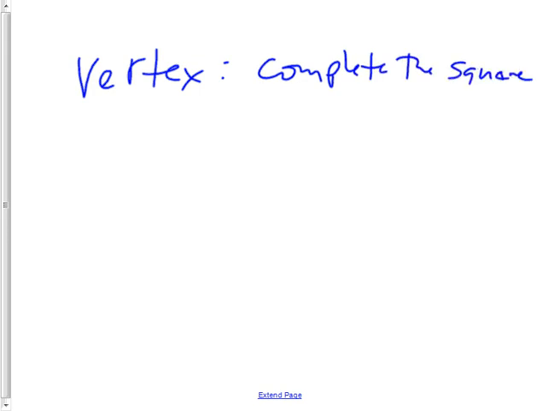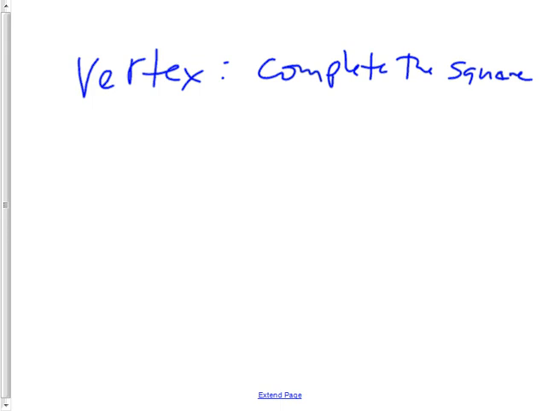Because on the test, the hard part is that you'll have known how to do everything, but you're going to go, I don't know what to do on this question. Because all they're going to say is, find the vertex. Hopefully you'll remember that vertex goes with complete the square.